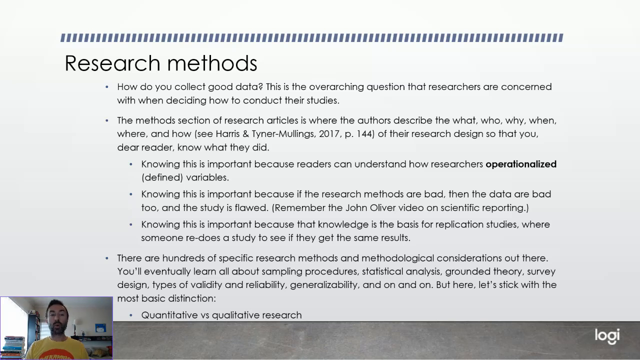Another important reason that authors spend time writing detailed methods sections is so that other researchers can redo their studies. This is called replication, where someone redoes a study to see if they get the same results. And replication is an important part of the scientific process.